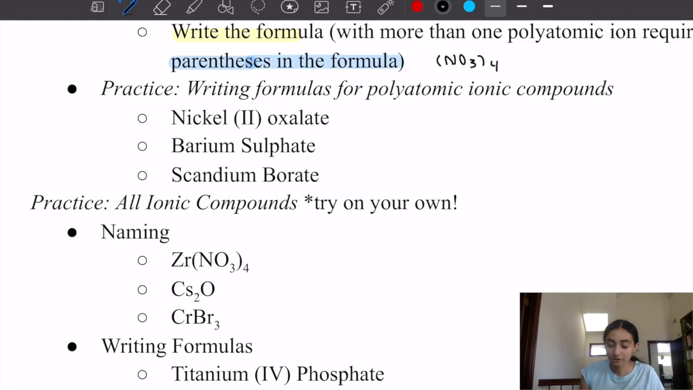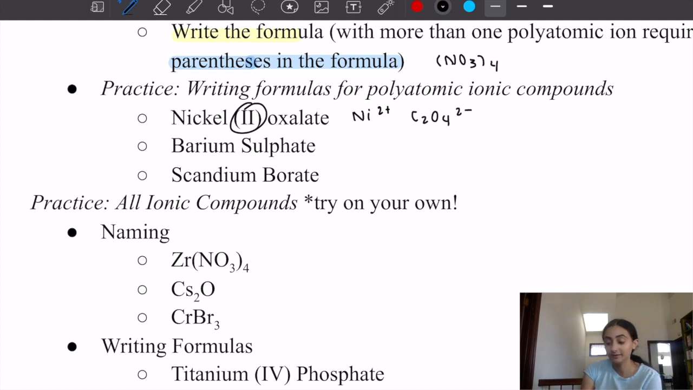First, we have nickel 2 oxalate. So we know we are talking about nickel with a 2+ charge and the polyatomic ion oxalate, and that is C2O4 2-. So I'm first going to start by writing the symbol and charge of the metal, which is Ni2+, which I got from the Roman numeral. And then the same thing with the polyatomic ion. We have C2O4 2-.